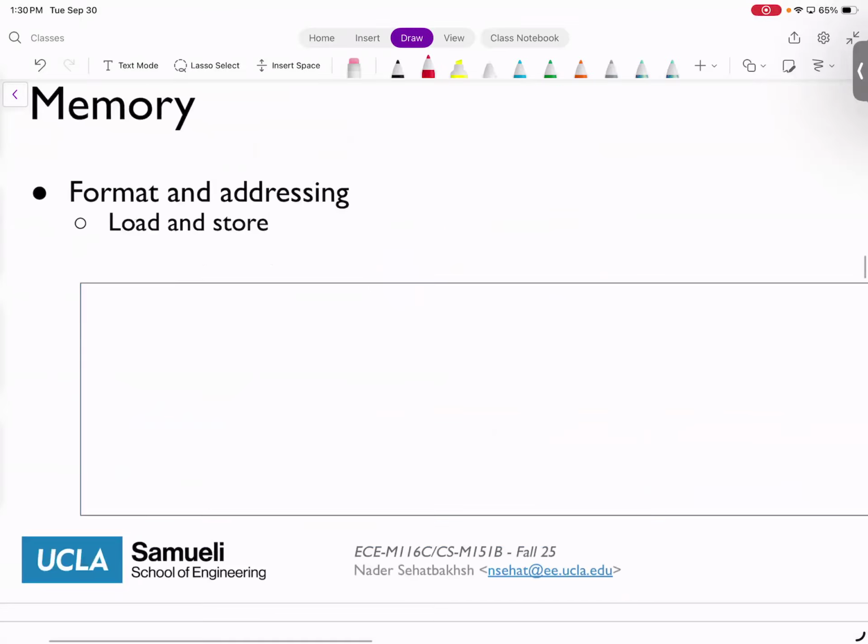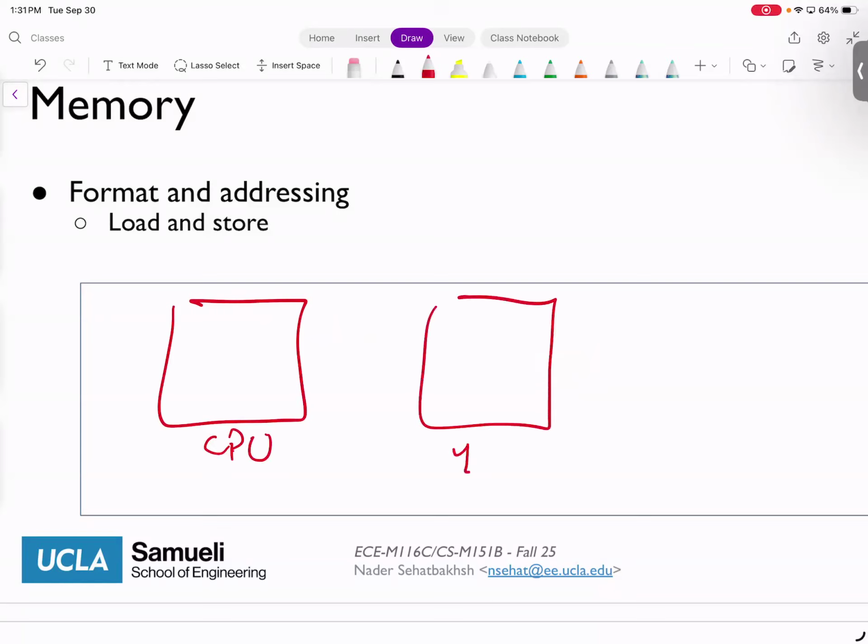So usually the two main operations that we have for the memory are called load and store, okay? Loading is basically when we are reading something from the memory. Think about memory and the processor as two blocks. This is my CPU and this is my memory, okay? And I usually put an address and then I get my data, okay?